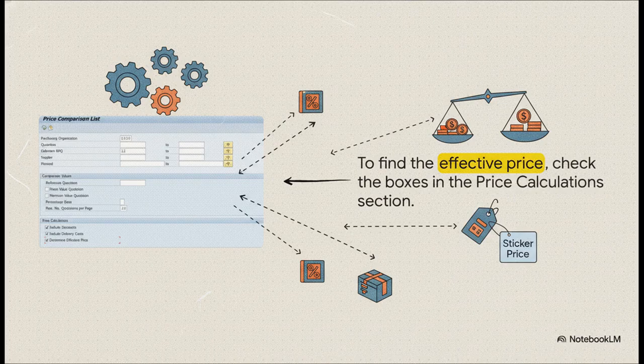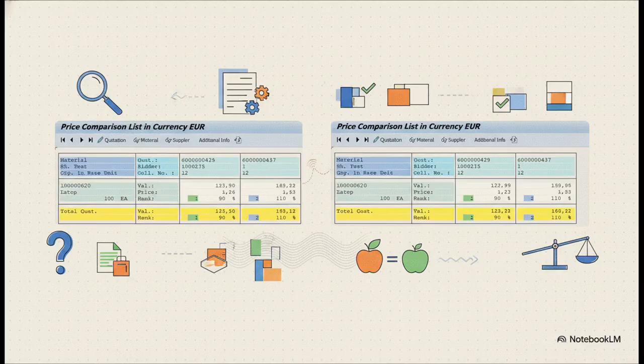And this right here, this is the pro move. Before running that comparison, you have to check these little boxes under price calculations. By doing this, we're telling SAP, don't just show me the sticker price, I need to see the effective price, which includes things like discounts, shipping costs, and any other charges. And this is why that last step is so incredibly important. Look at this. On the left is our first comparison. On the right, the results after we check those boxes. Take a look. The lead vendor's price actually dropped from $125.50 down to $122.99.